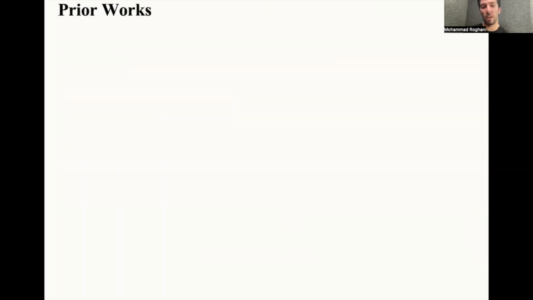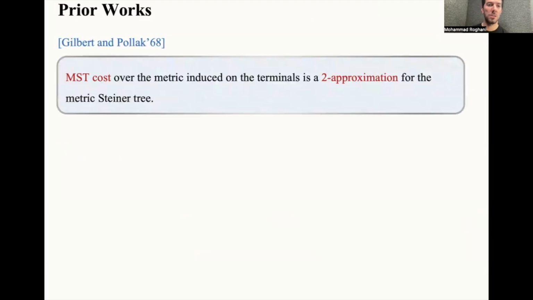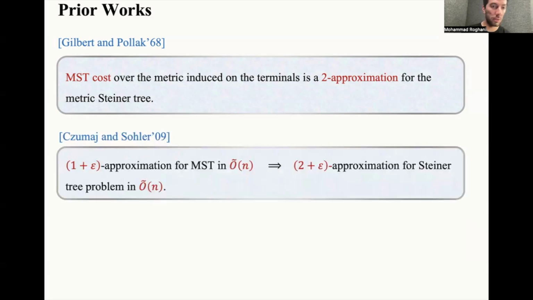I'm going to briefly talk about the prior works. Gilbert and Pollak in 1968 proved that if we find the MST cost over the metric induced by the terminals, this is a two approximation for the metric Steiner tree. Czumaj and Sohler in 2009 proved that it's possible to estimate the cost of the MST with a factor of 1 plus epsilon in order of n time. This immediately results in a two approximation algorithm for the Steiner tree problem in order of n time.